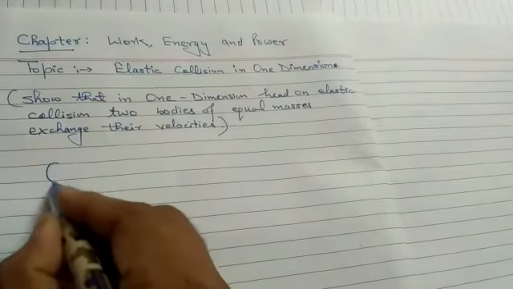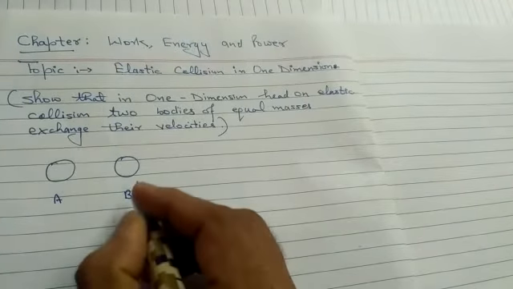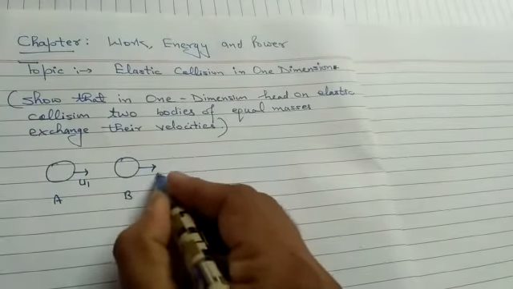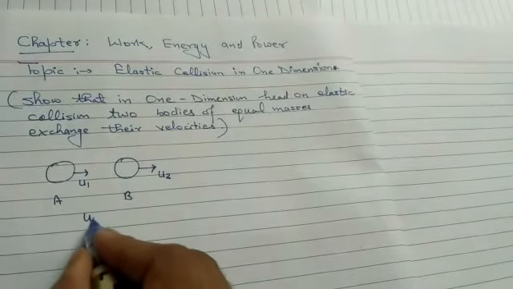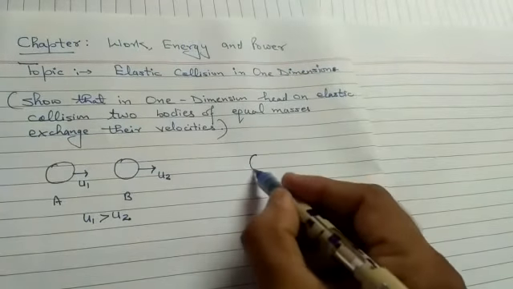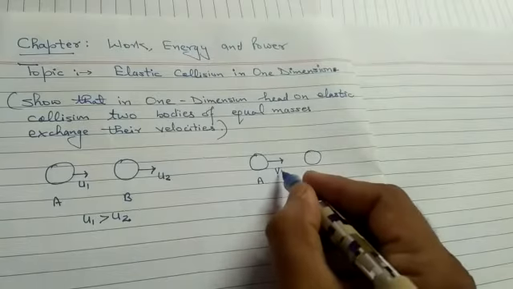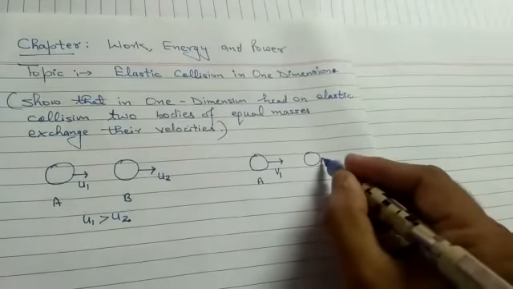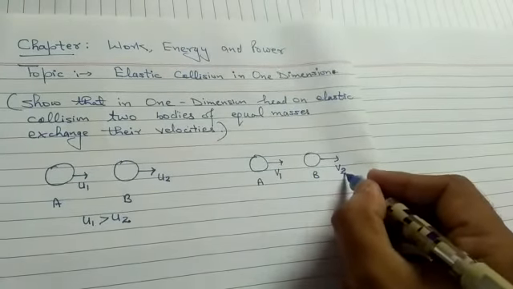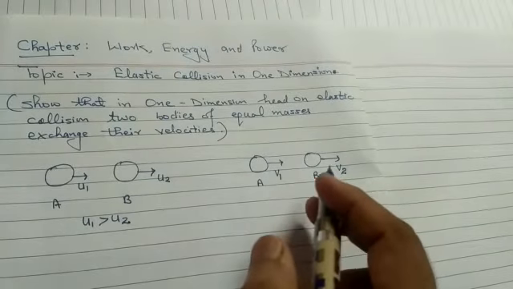So let A and B be two bodies having the same mass. Let body A be moving with velocity u1 and another body B moving with velocity u2. Since u1 is greater than u2, after some time they collide and then they separate. Now let body A move with velocity v1 after collision, and likewise body B moves with final velocity v2, and let m be the mass of each body, the same mass.